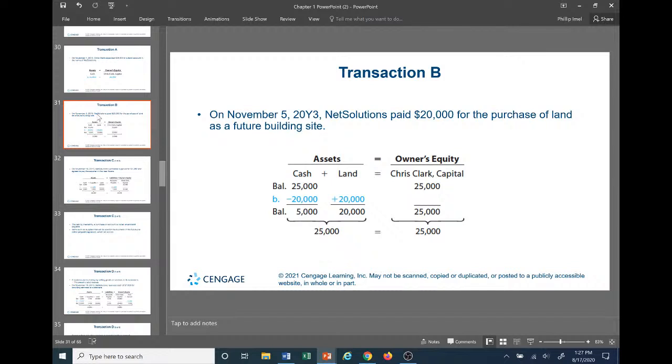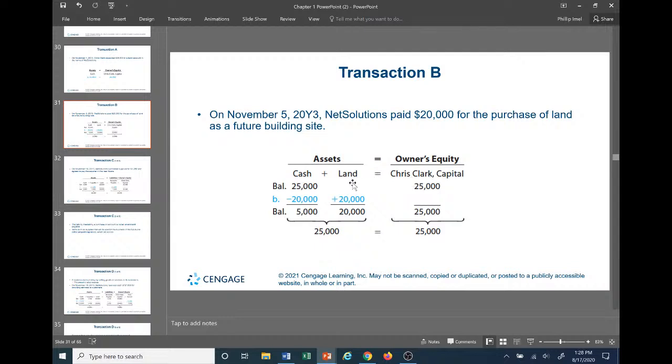So once again, we're still only dealing with two elements of the accounting equation, that of assets and owner's equity. We've still omitted liabilities at this point because nothing has triggered a liability yet. So now let's assume on November 5th, 2003, Net Solutions paid $20,000 for the purchase of land as a future building site. Okay, recall from the very beginning, Chris Clark deposited $25,000 into the bank account. So the balance at that point was $25,000, and the owner's equity, which was all just the money sitting in there, was $25,000 to Chris Clark. So that was from transaction A.